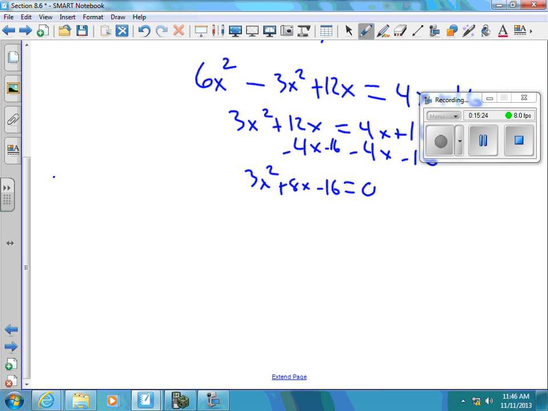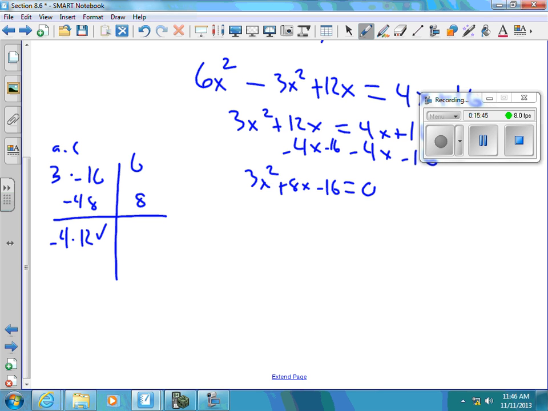So what multiplies to make 3 times negative 16, which is negative 48, and what adds to make 8, which is b? Well, you can take some time, but negative 4 times 12 makes negative 48. Negative 4 plus 12 adds to make 8, which checks. So x minus 4 times x plus 12. You really have to do bottoms up this time because a is 3. So we divide by a.